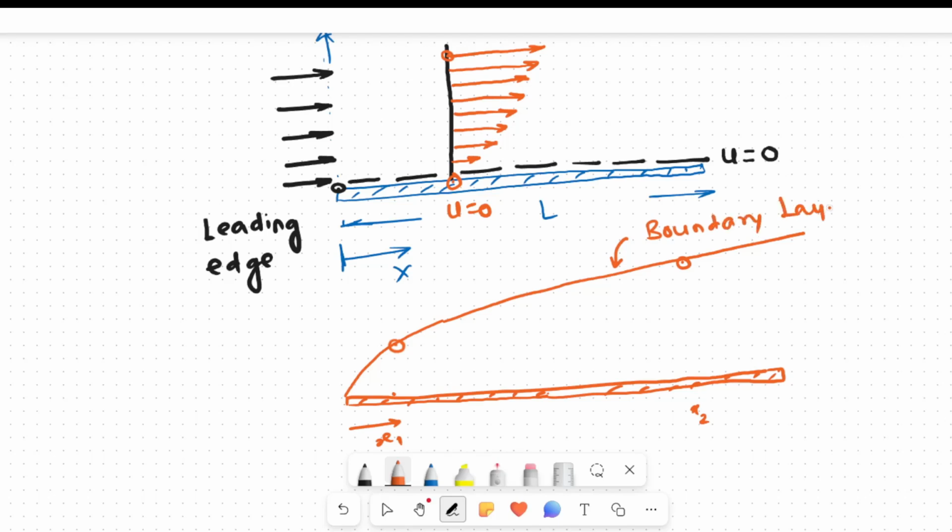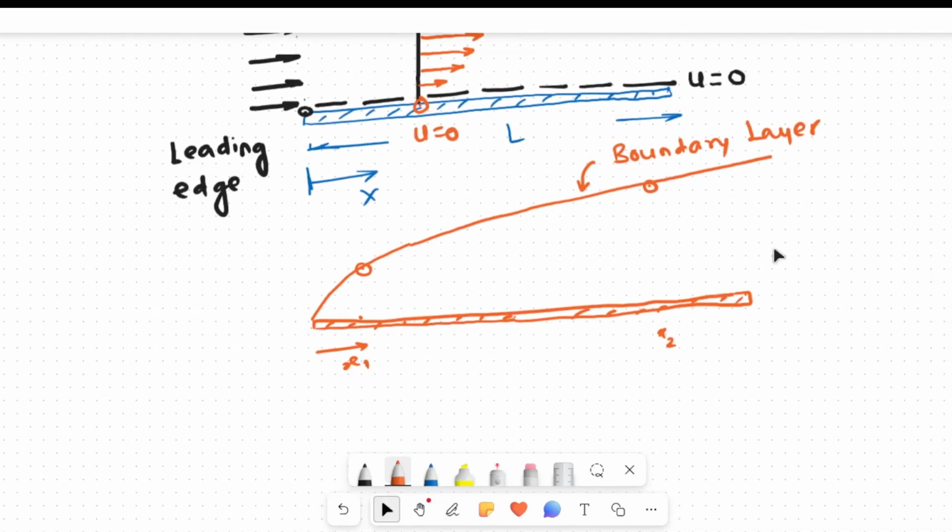Boundary layer. Now, friends, this boundary layer is easily visible, or we can physically observe the boundary layer. There are many videos available on various YouTube channels, where you can see the experiments they have conducted, where the boundary layer is visible.